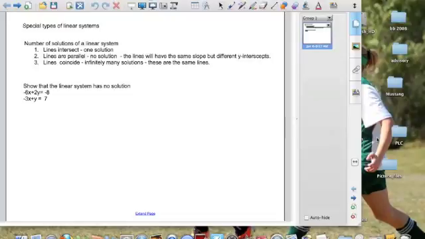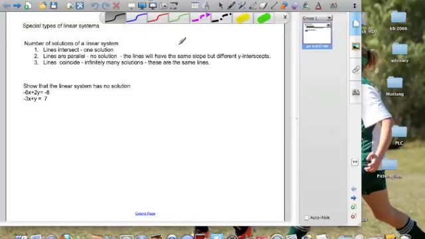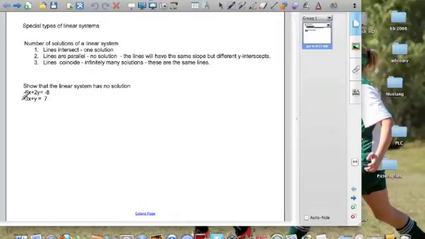So in a problem like the example I have on the bottom here, I can do a couple of different things to solve this. One, I can put this in slope-intercept form and see if the slopes are the same. Or I can just solve it. Let's solve this one by using elimination. So we're going to take this top equation and multiply it by -2.